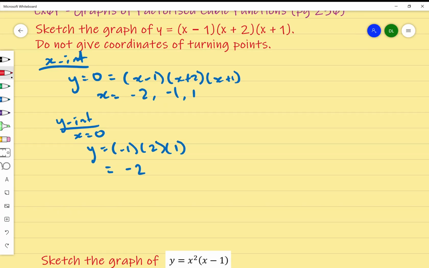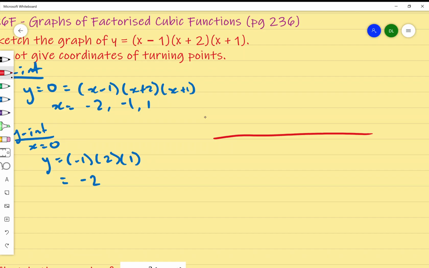I'm going to draw up my Cartesian plane. Now I'm going to plot the points where my intercepts are going to be. So x is negative 2, let's say that's there. Negative 1 is here, and let's say positive 1 is over here. I let y equal to, and remember this is my y, it's my x, I let y equal to negative 2. It's about there. Now, we've got the coordinates. Do we know the shape of our graph?